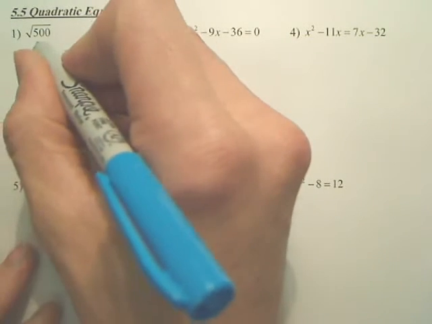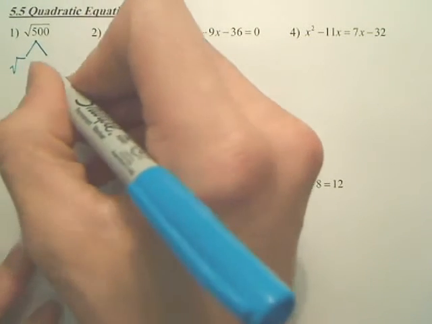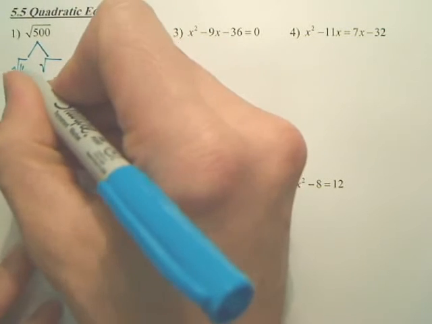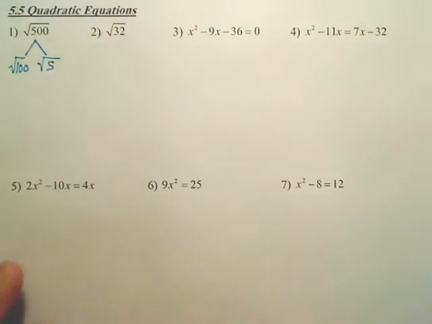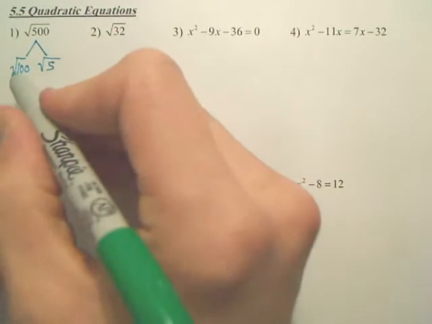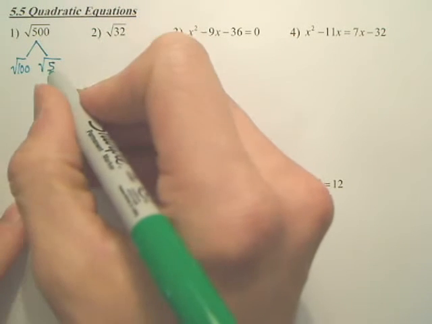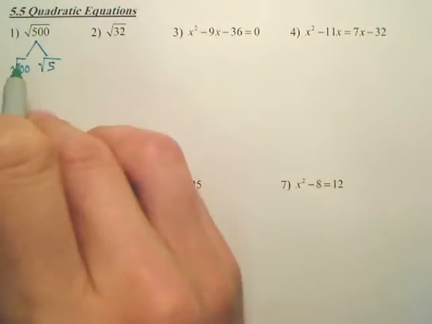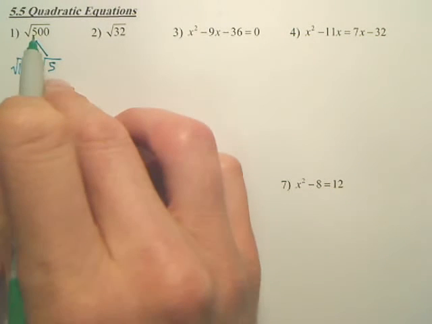What you should notice, if you know your square roots, is that 100 times 5 is 500. Hopefully that's pretty obvious. The square root of 100 is 10. The square root of 5 is the square root of 5. Do you understand? 100 times 5 is 500.